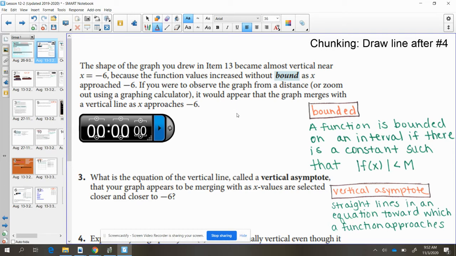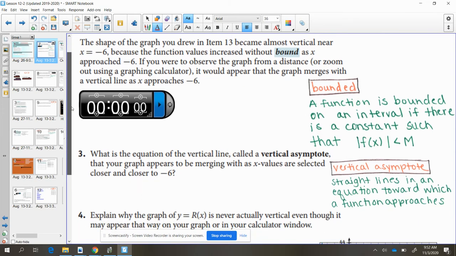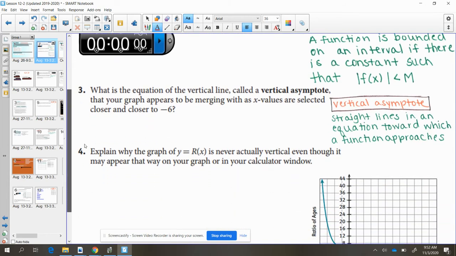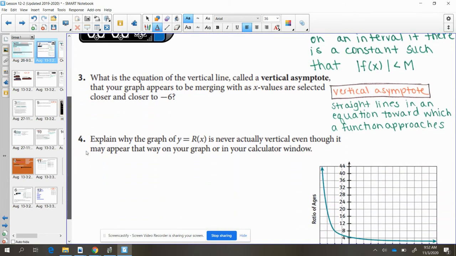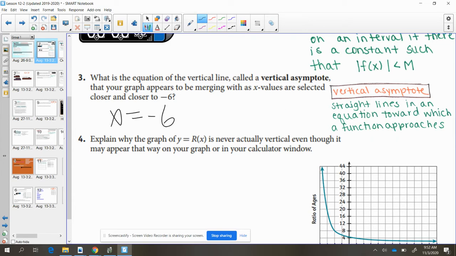If we were to observe this graph from a distance, zoom out on our calculator, it would appear that it merges with that vertical line. So notice the term here, bounded, if it's constant, kind of approaching a value, as to where here it's approaching infinity, so it's not bounded. What we have there is that vertical asymptote, which is kind of that vertical line that it appears that it's approaching. So in this case, x equals -6 would be our vertical asymptote. And yeah, that's our straight line there.